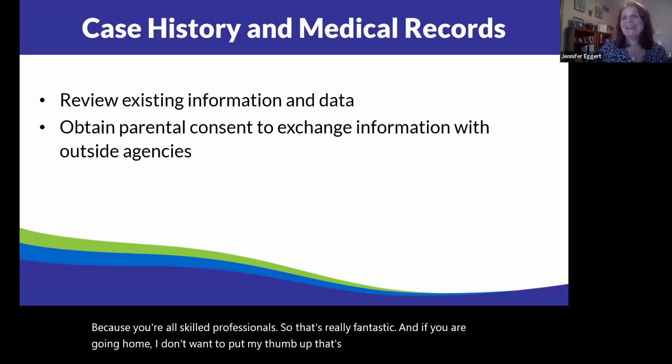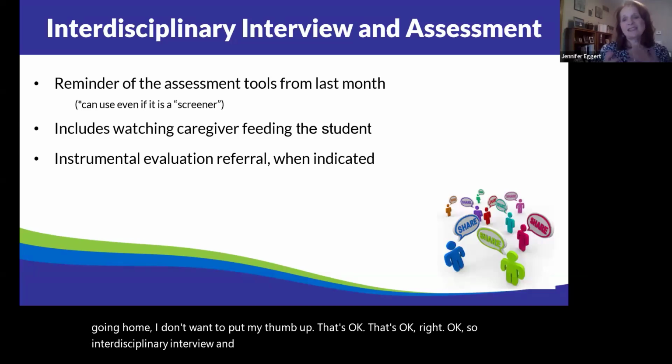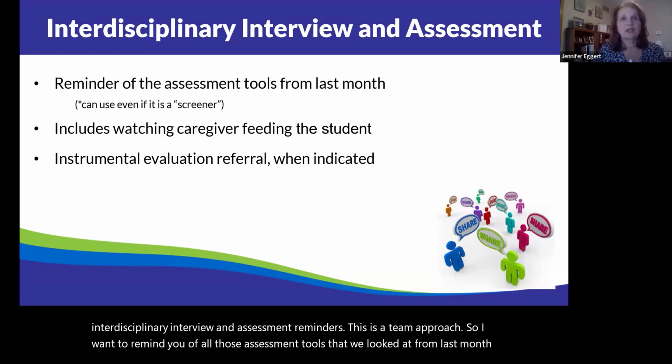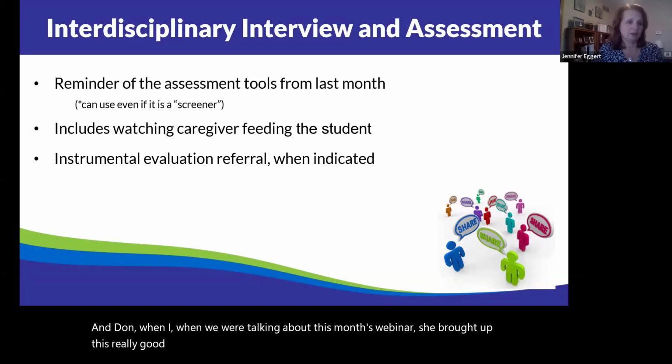Okay. So interdisciplinary interview and assessment. Reminders, this is a team approach. So I want to remind you of all those assessment tools that we looked at from last month. And Dawn, when we were talking about this month's webinar, she brought up this really good point that I want to sort of drive home, which is it is okay to use it, even if it's a screener.